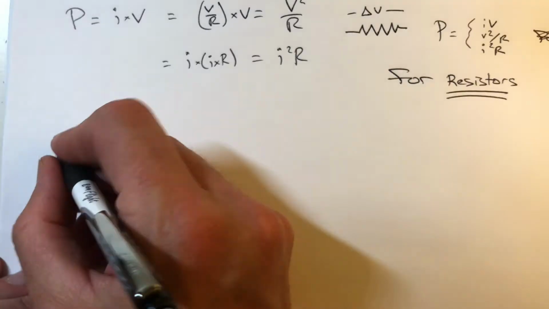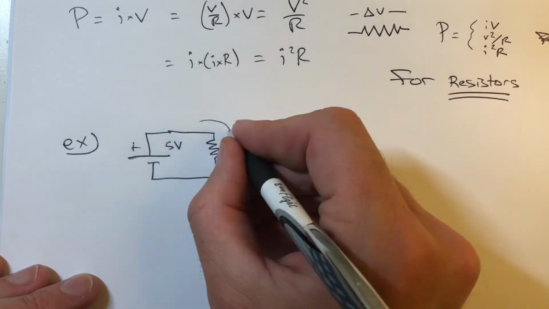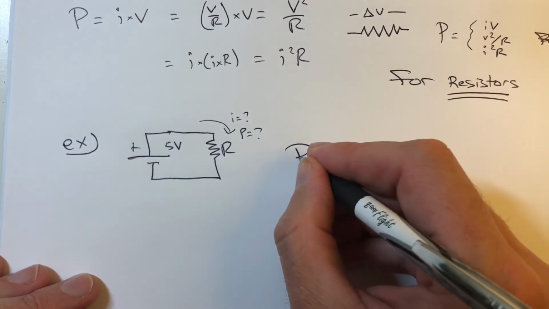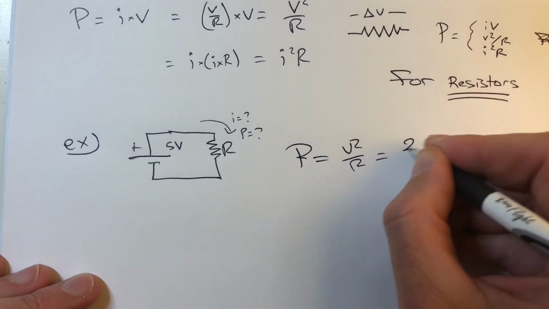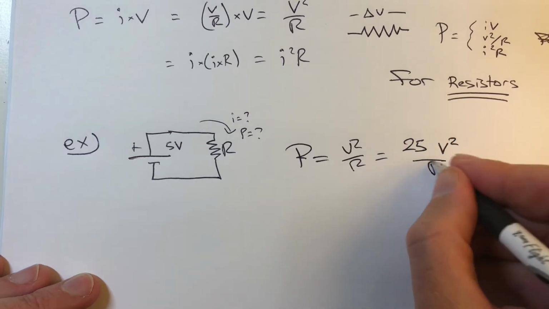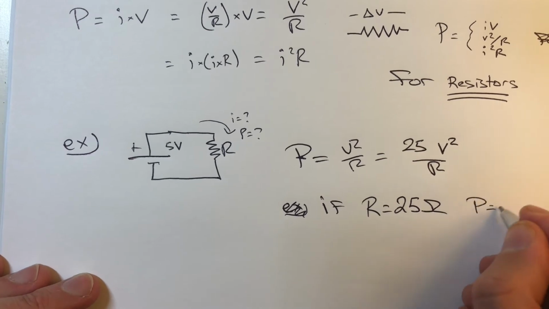So for example, let's say we have a 5-volt battery and we're going to drive current through a resistor R. How much power are we going to dissipate? Well, we can use I is equal to V over R. So power is V squared over R, and that's 25 volts squared divided by R. If we have a 25 ohm resistor, we're going to get a watt of power.